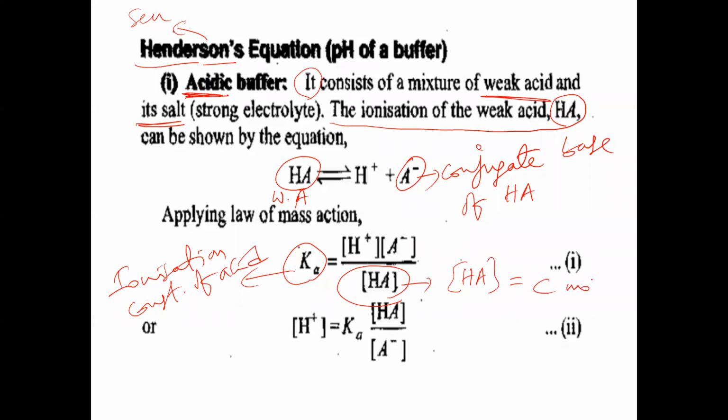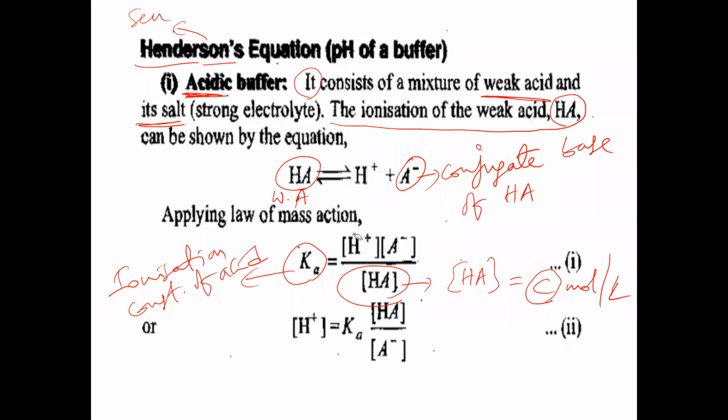C means what? C moles per liter. C indicates the concentration of what? Acid. The concentration of acid is what now? The square bracket of HA is nothing but C here. Okay. So Ka is equal to H plus concentration into A minus concentration by HA concentration.